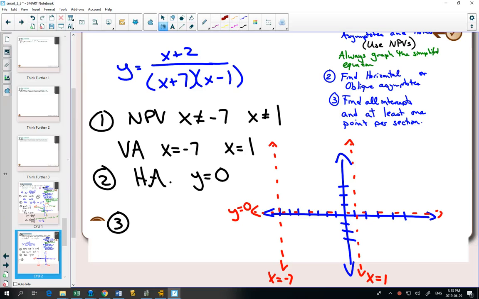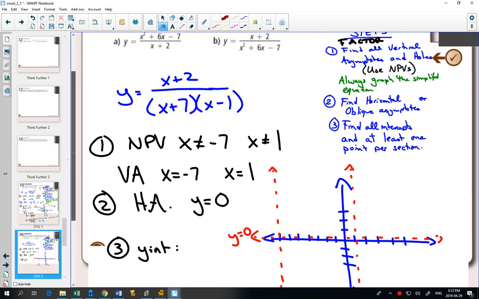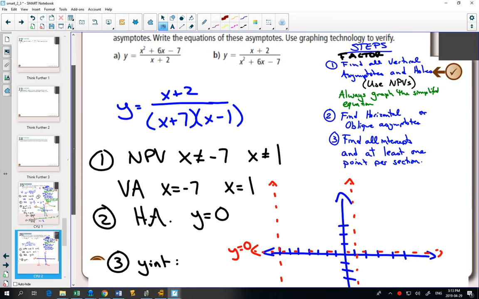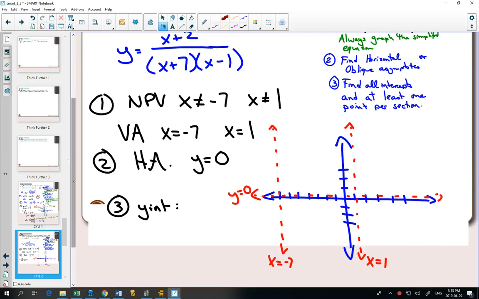Step 3, x-intercepts and y-intercepts. Starting with your y-intercept. That's easy. Go back to your original equation and plug in 0 for x. If you plug in 0 for x, you're going to get 2 over -7. So for these points, you're going to just have to estimate as best as possible. -2/7 would be somewhere between 0 and -1.